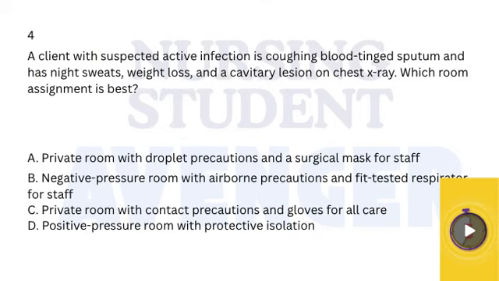Our next question. A client with suspected active infection is coughing blood-tinged sputum and has night sweats, weight loss, and a cavitary lesion on the chest x-ray. Now, that cavitary lesion is a keyword in the question. Which room assignment is best? Letter A, private room with droplet precautions and surgical mask for staff. Letter B, negative pressure room with airborne precautions and fit-tested respirator for staff. Letter C, private room with contact precautions and gloves for all care. Or letter D, positive pressure room with protective isolation.